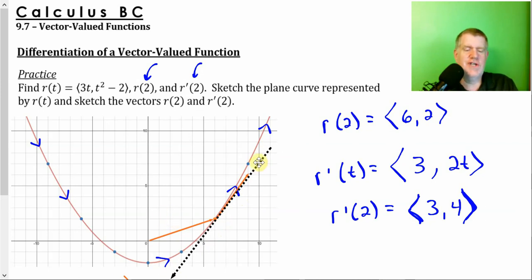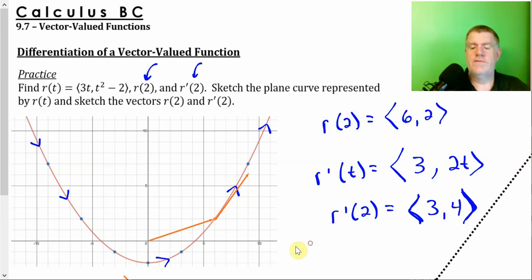So this particular vector, the vector 3, 4, is tangent to the vector valued function at the vector of 6, 2. All right? Let me get that out of the way, because that vector can be moved anywhere. But this vector is tangent right there at 6, 2. That's what the derivatives of vector valued functions can tell you. All right, that makes sense? All right, let's see.